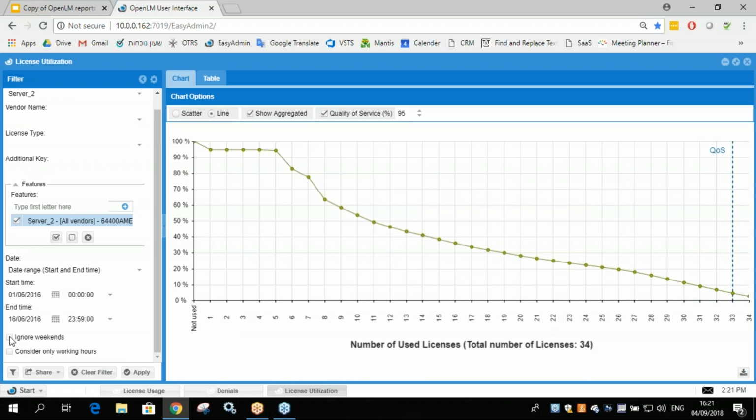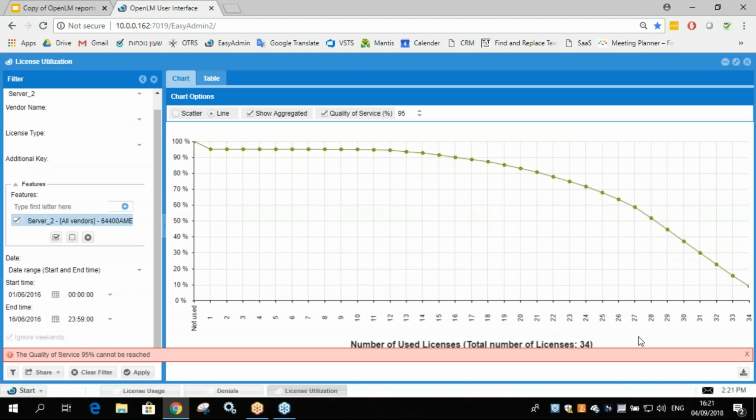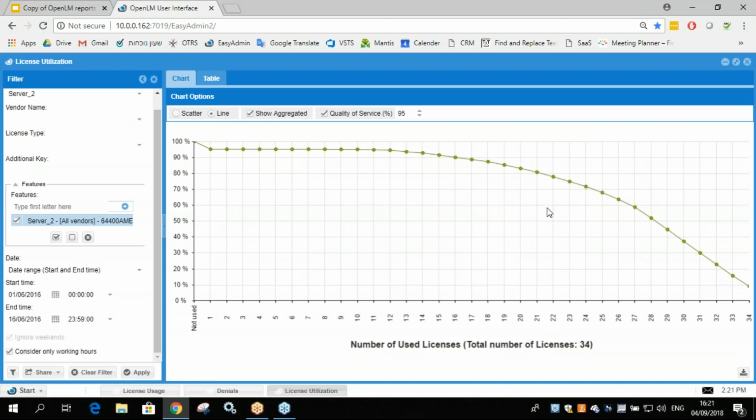Let me show you why. If we ignore weekends and consider only the working hours, our line is not even at 95%. Maybe you put it at 80%. Only at 80% we see that it's 33. Let's try 90%.